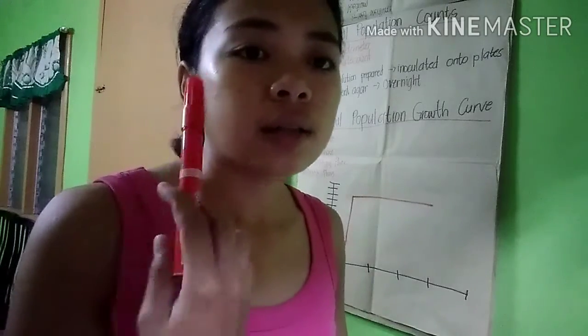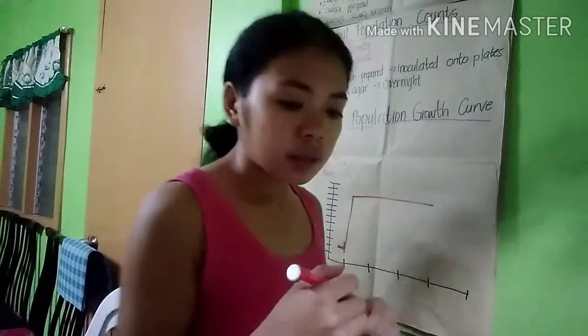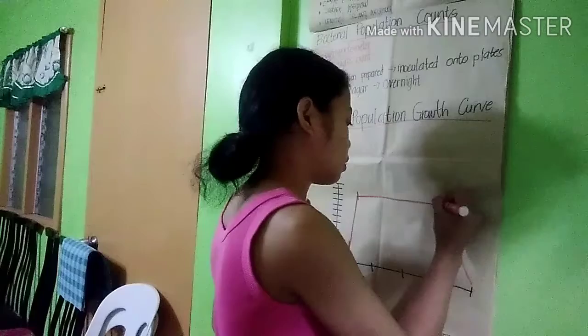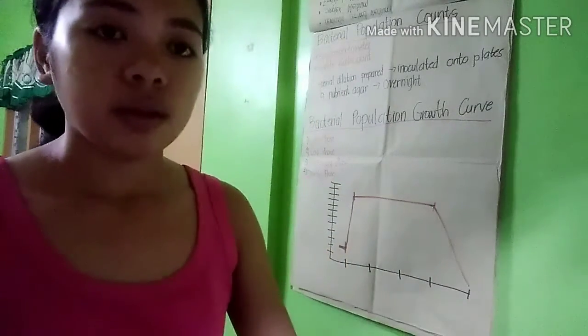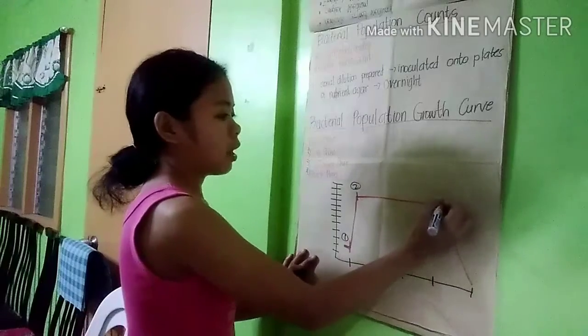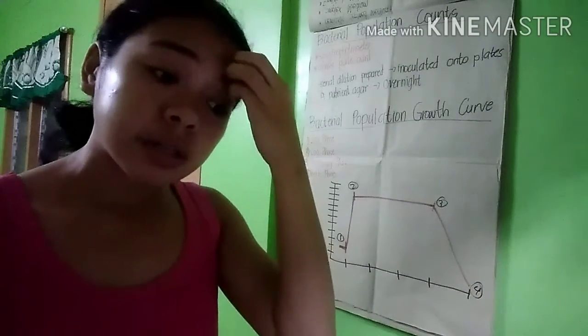Then in the death phase, because of overcrowding and the presence of toxic waste, the activities increase and the nutrient supply decreases. What happens is, because of their large numbers, overcrowding, and competing for nutrients, they go into the death phase. So the phases are number 1, the lag phase, then the logarithmic phase, the stationary phase, and the death phase of the microorganism or bacteria.